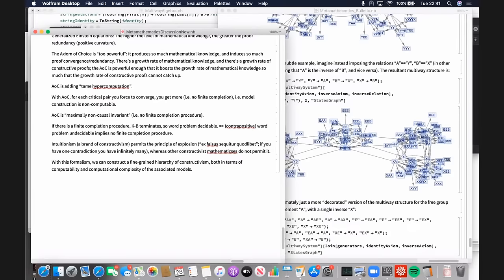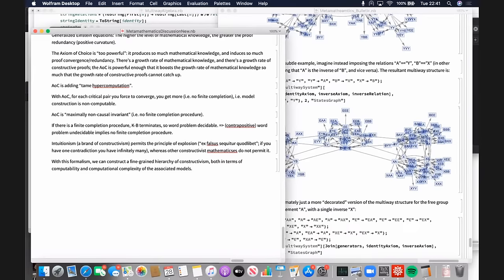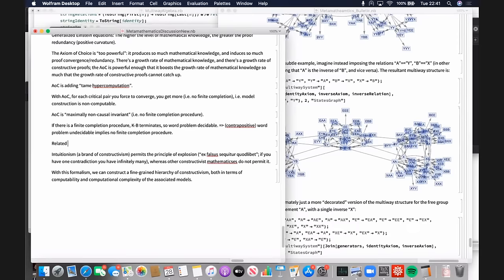I think it means there's no upper bound on the length, even for a bounded size of word, there's no upper bound on the length of the path that will reach that word. Well, let's think about that. So why?